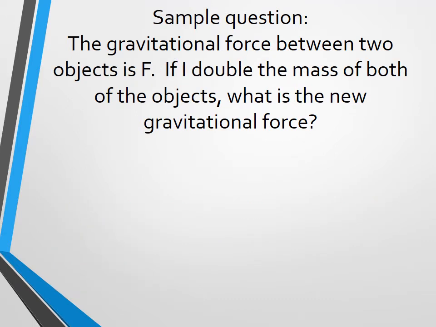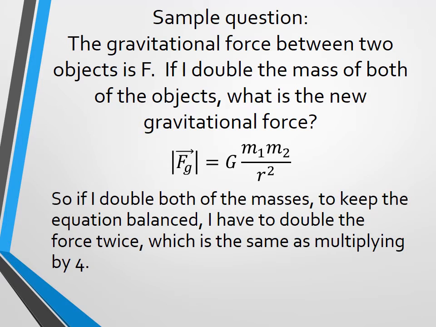Okay, similar question, but now if I double the mass of both of the objects, what is the new gravitational force? Same starting equation, but if I double both the masses, I have to double the force twice because I've multiplied by 2 on the right side and then 2 again. So multiplying 2 times 2 is 4. So my new force is 4 times the original force.